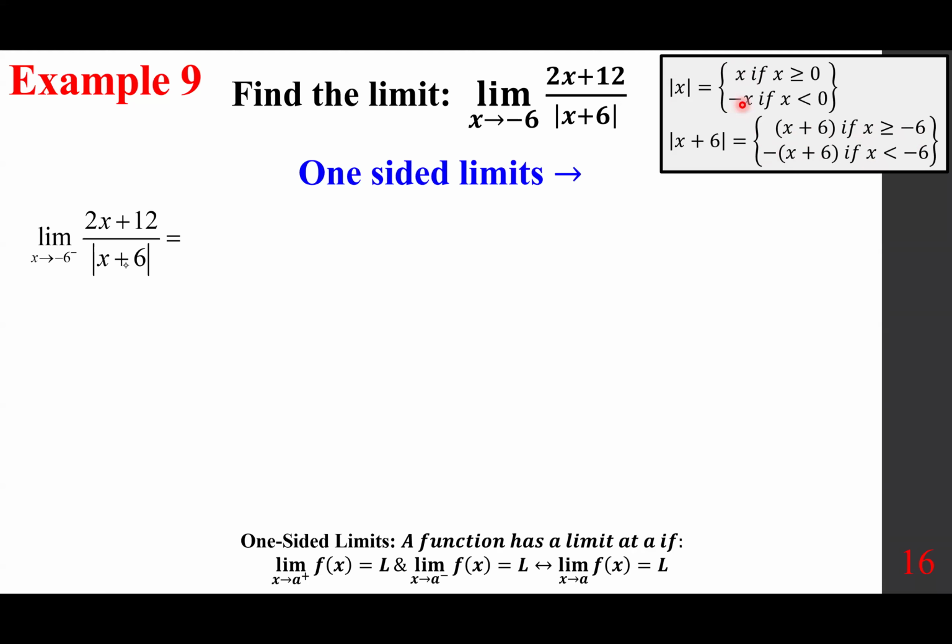So with that being the case, because this approaches -6 from the left, because we are in this vicinity, x is less than -6 according to this, then you drop the absolute value, you put a negative in front of it, and the numerator, you factor the 2 out, and you get 2 over -1 or simply -2. The limit of -2 as x approaches -6 from the left is -2.